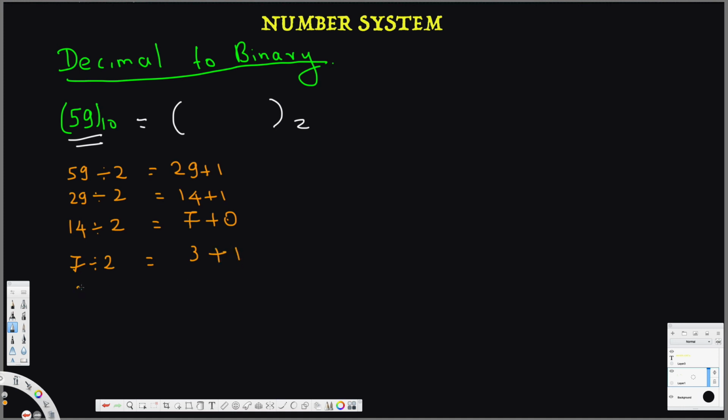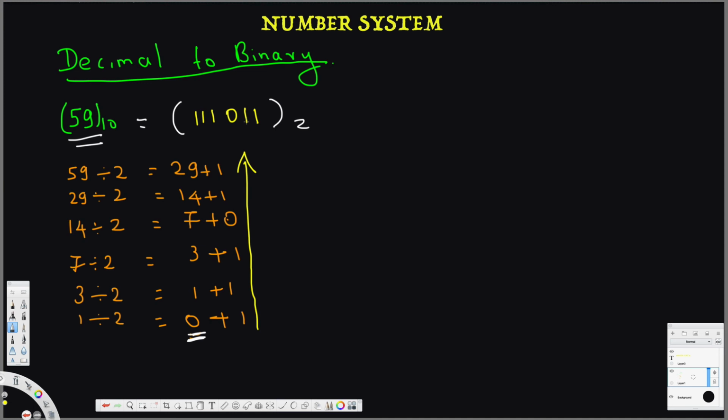Then 7 divided by 2, we have 3, and a remainder of 1. 3 divided by 2, we have 1 and a remainder of 1. And 1 divided by 2, we have 0, and the remainder of 1. Once we get 0 here, we stop right there. Then we read the remainders from bottom to top. That's going to be our binary number, 111011. That's the conversion of this given decimal number to binary.